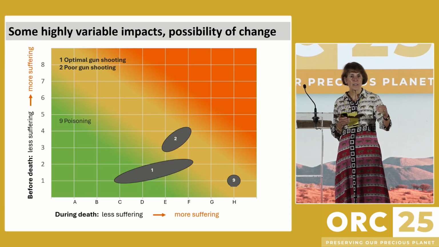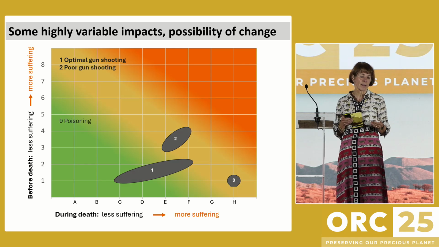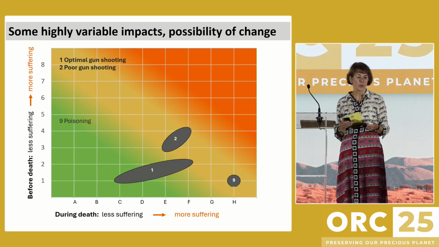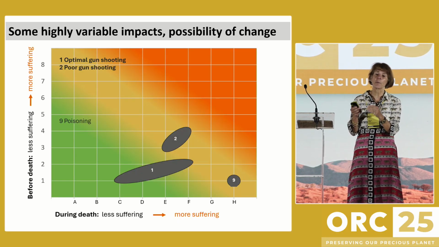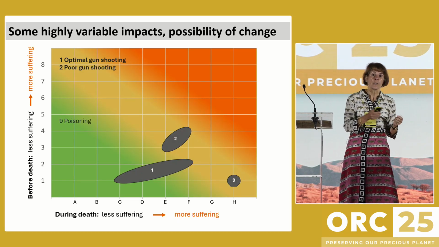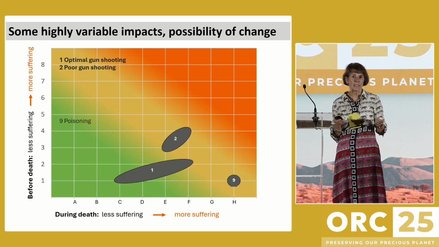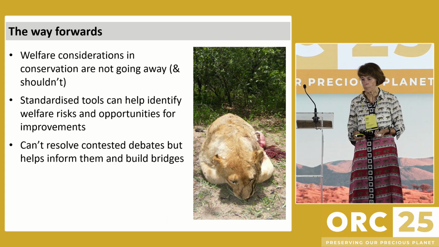It also showed that with some kinds of killing, by good practice, you can improve welfare. So the graph here shows the difference between poor gun shooting and optimal shooting. If you improve the practice around gun shooting, you can improve welfare. Other practices like poisoning, you can't really change the practice. Poisoning is poisoning and causes a lot of suffering.